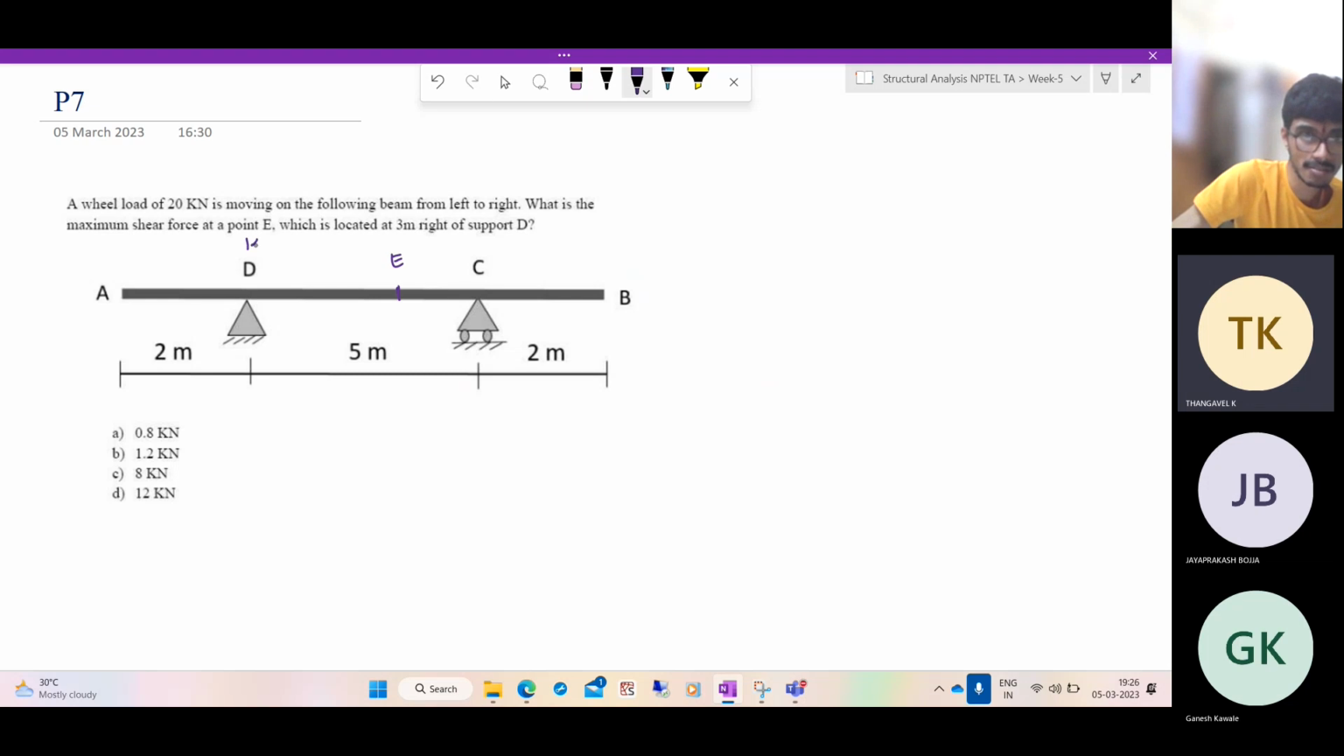And this is 3 meters. This is 2 meters. Now, they're saying a wheel load of 20 kilonewton is moving. So first step, as always, is to get the influence line diagram. How do we get it?